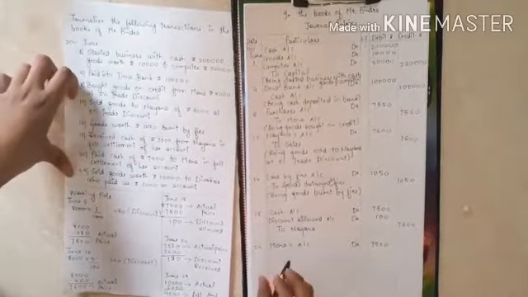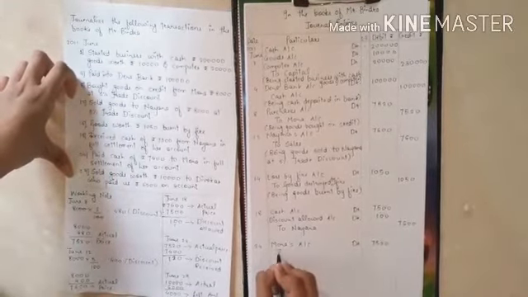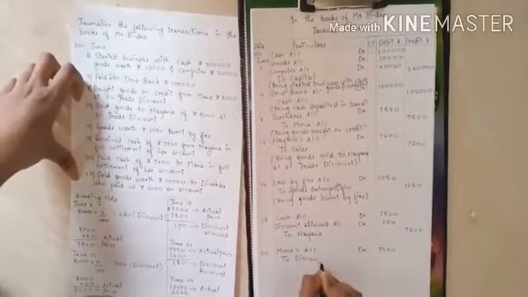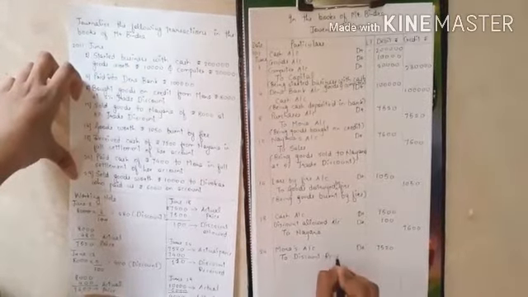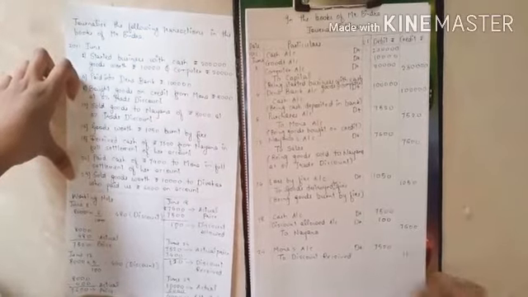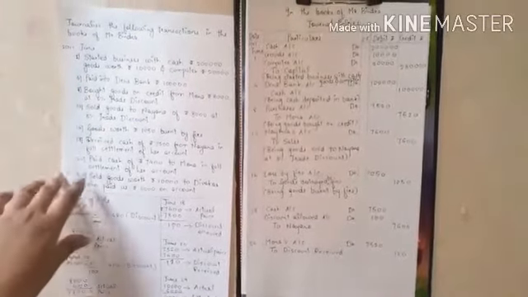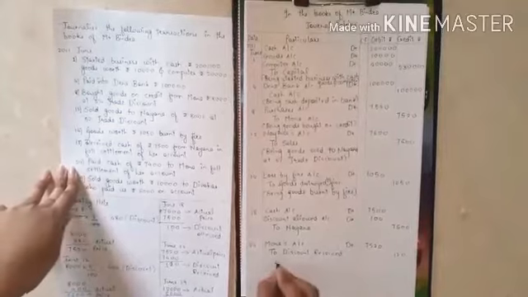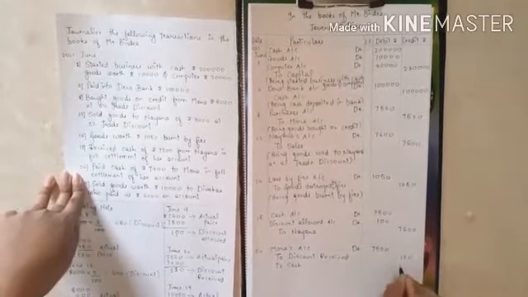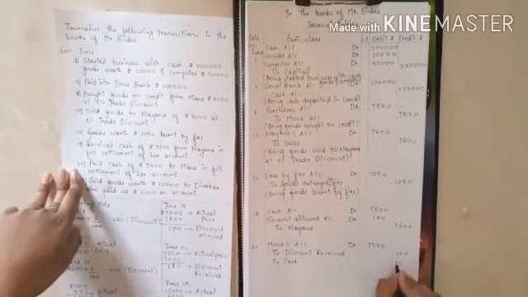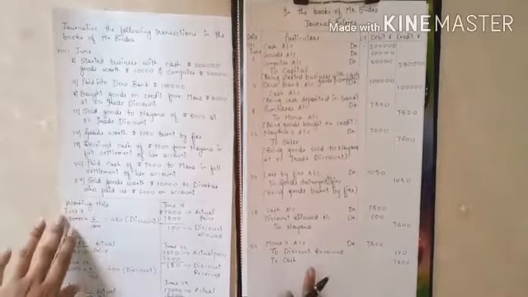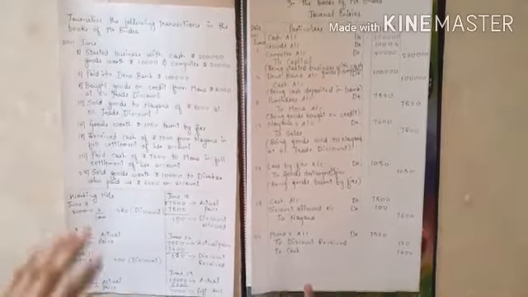Next, to discount received. How much is the discount received? 120 rupees. Okay. To cash. How much is the cash? 7,400. Now here you must be thinking why discount received and cash have got the credit effect.